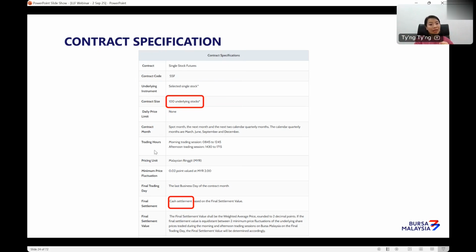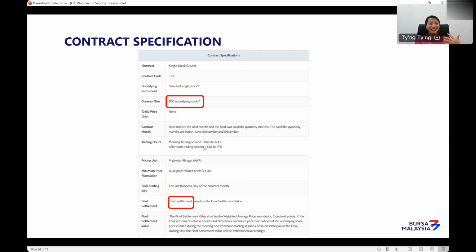Now for the trading hours, it's quite similar to your stock market. One thing very different is that for the futures market, we tend to open 15 minutes earlier and close 15 minutes later, because futures traders are more hardworking.